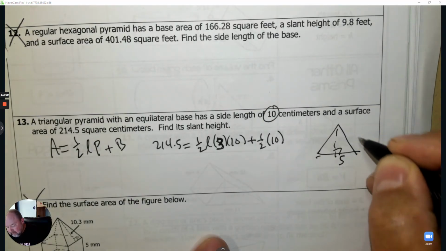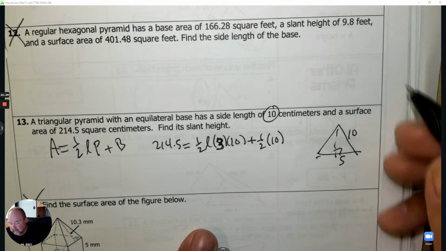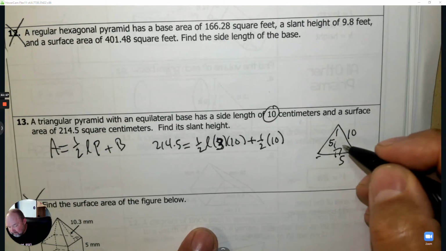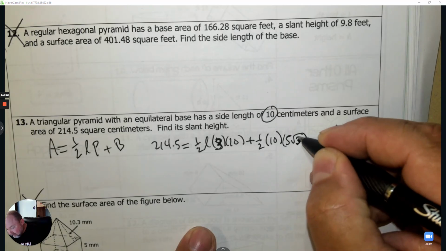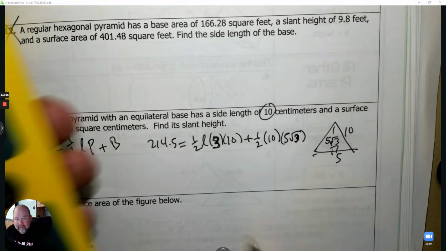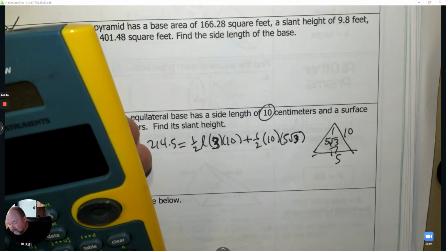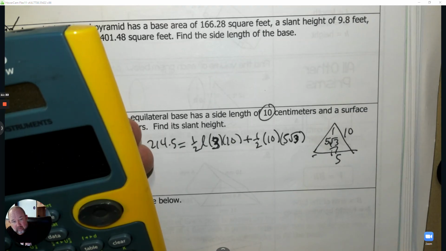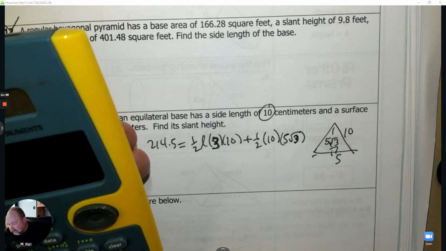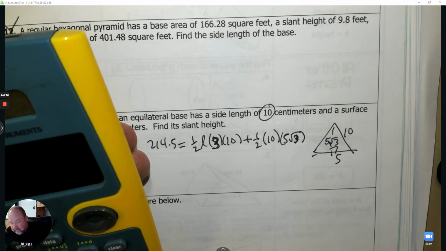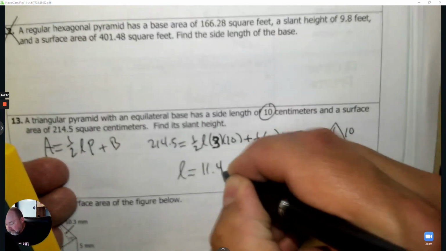So if I do that right, I need to find this height of it. This is actually a special right triangle, so it's actually 5√3. So I'm just going to write that in and help you out. That's a 30, 60, 90. Go with it. And then I'm going to solve it for you. So 214.5 subtract the base area, half times 10 times 5√3. And then divide that by 15. All right, things are getting rowdy there. So I get 11.4. Just go with it.